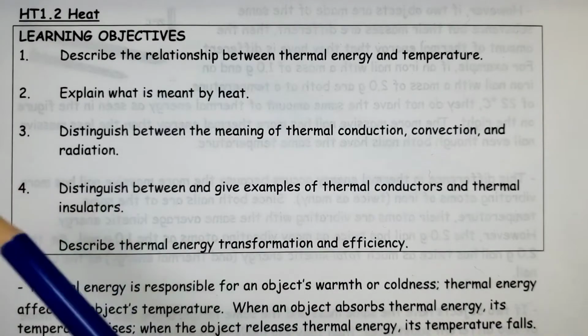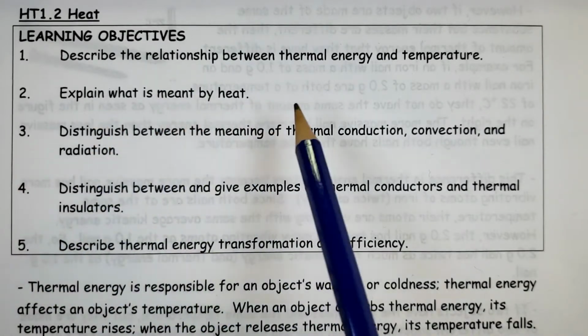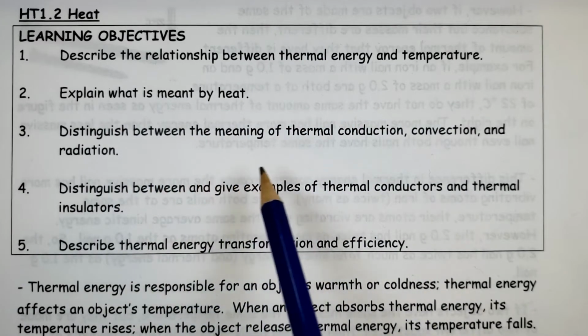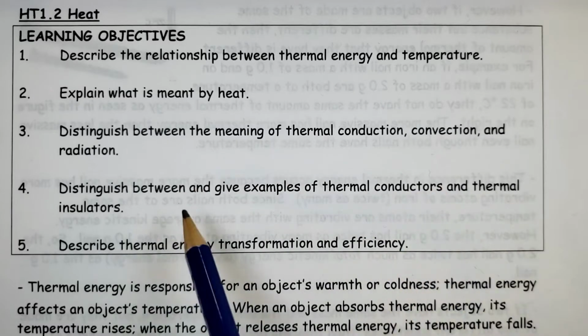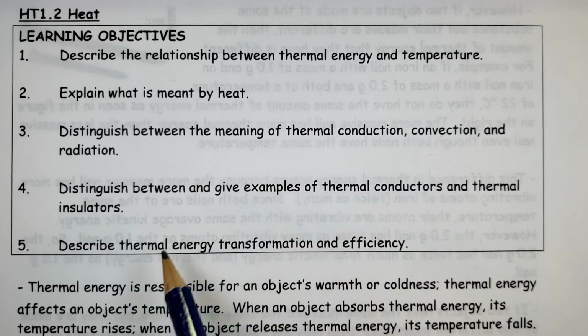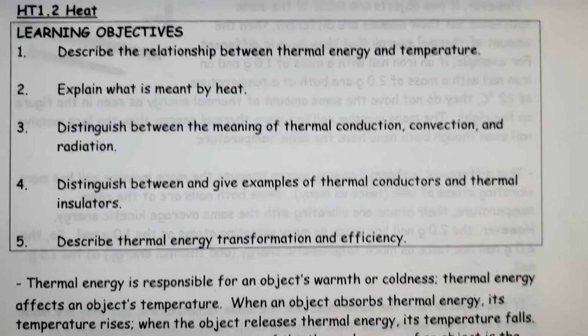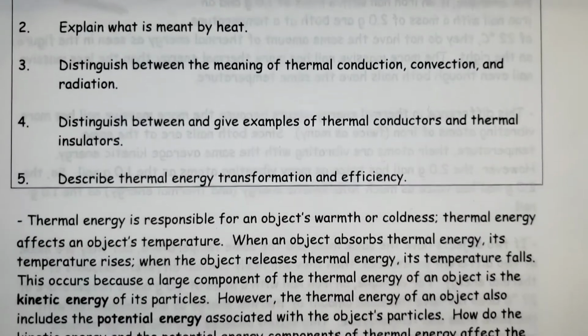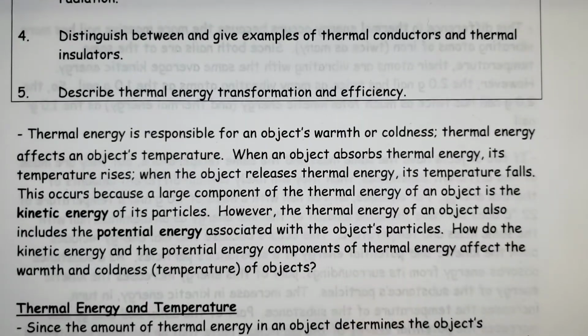HT1.2. So in this section we'll look at describe the relationship between thermal energy and temperature, explain what is meant by heat, distinguish between the meaning of thermal conduction, convection, and radiation, distinguish between and give examples of thermal conductors and thermal insulators, describe thermal energy transformation and efficiency. So just like the first part, it's more of a qualitative treatment of heat, nothing to calculate here, simply going through the notes here, outlining some key points, and then going on from there.